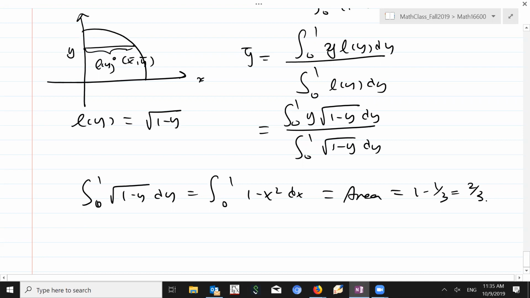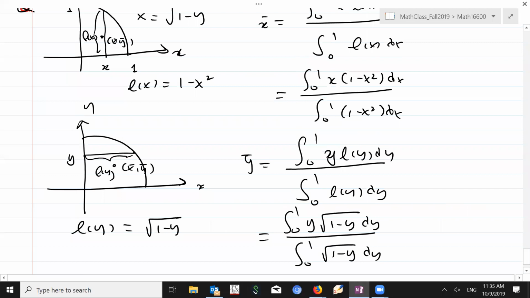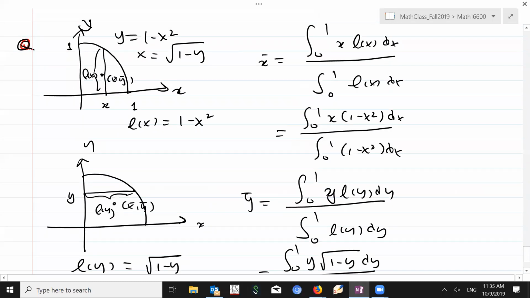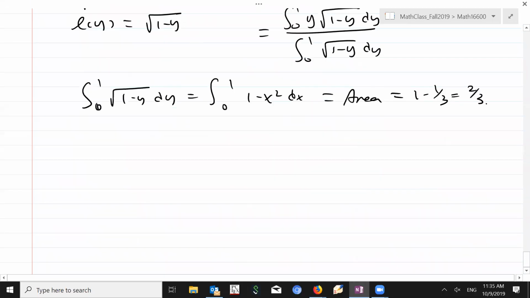The only difference is the numerator, right? For the y bar, I use the y variable, and the same idea for the x bar, I use the x variable. But can I use the x variable for the y bar? Yes, no problem. So the same result. And I'm still using the x variable to get the y bar.